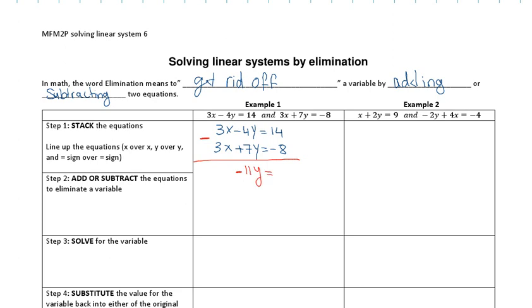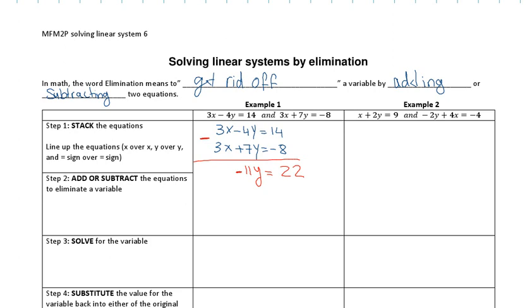Then 14 subtract negative 8. What do you get? 22. Now I want you to look at this and see I only have one term with a letter and the other term is a number, correct?